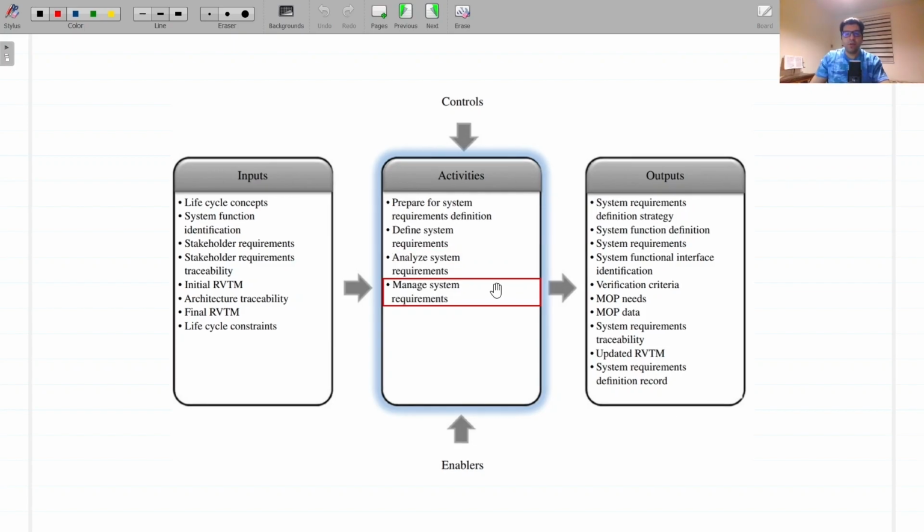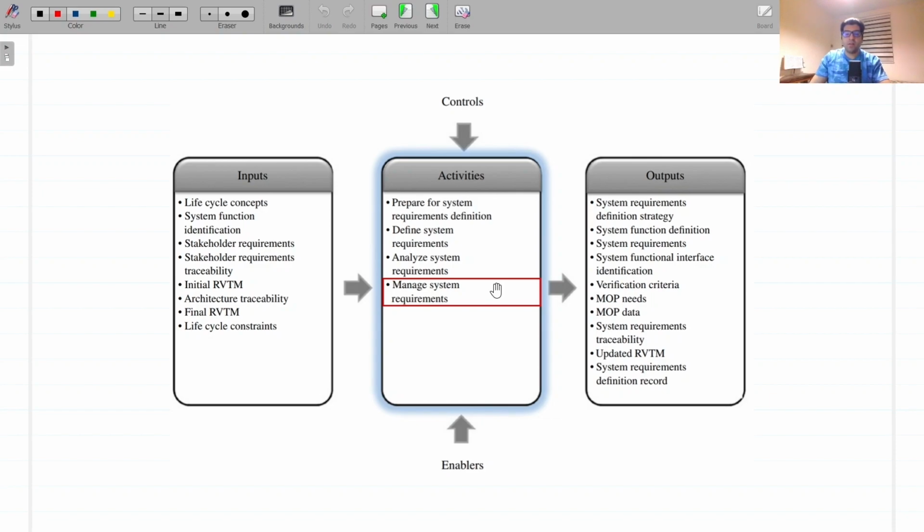Manage system requirements. Ensure agreement among key stakeholders that the requirements adequately reflect the stakeholder intentions. Establish and maintain traceability between the system requirements and the relevant elements of the system definition. For example, stakeholder requirements, architecture elements, interface definitions, analysis results, verification methods or techniques, and allocated, decomposed, and derived requirements.